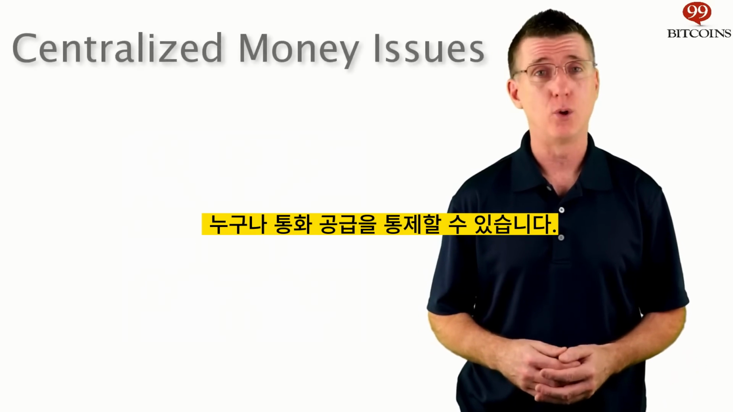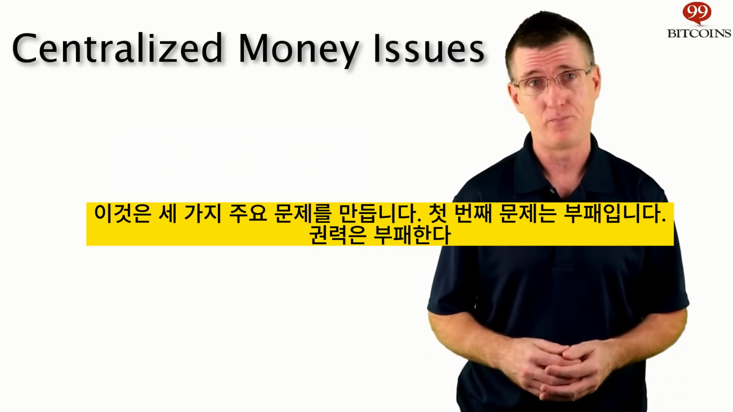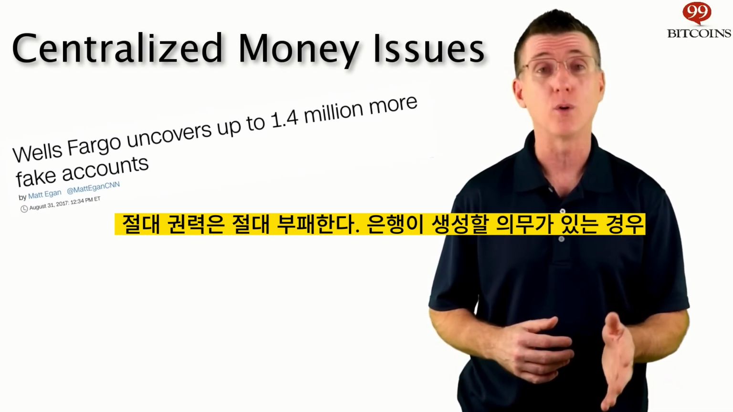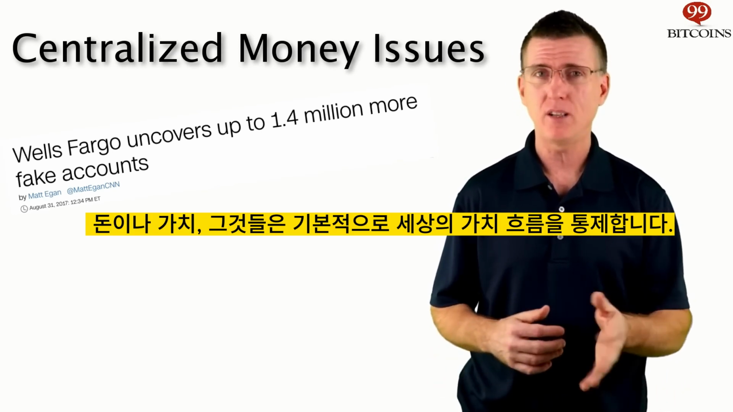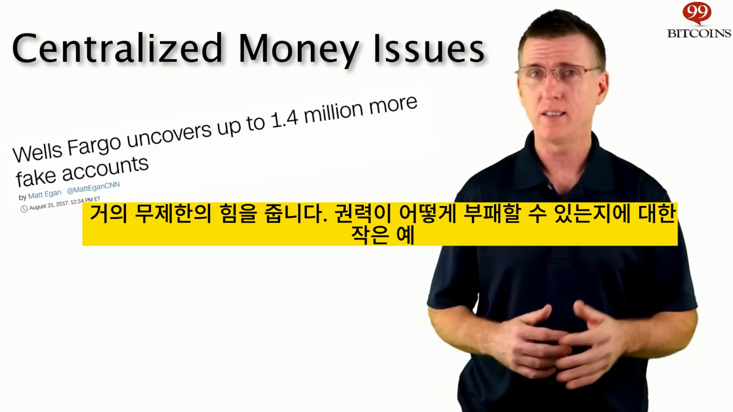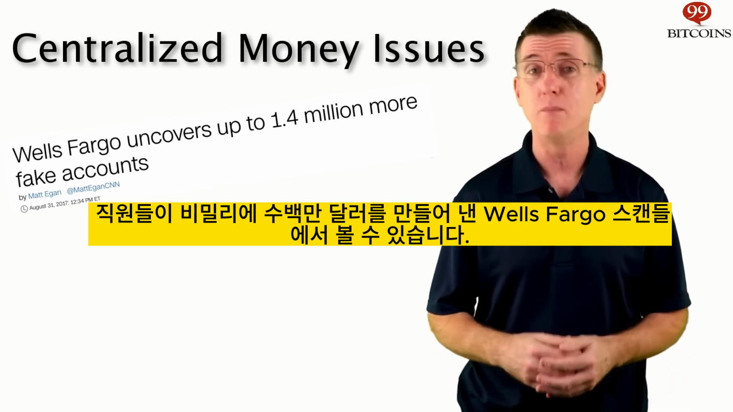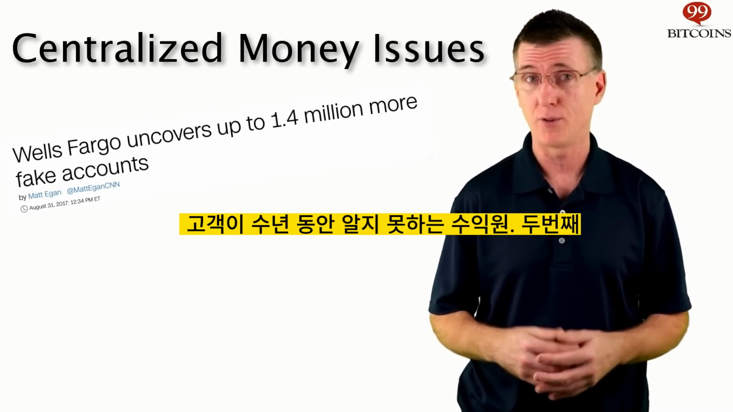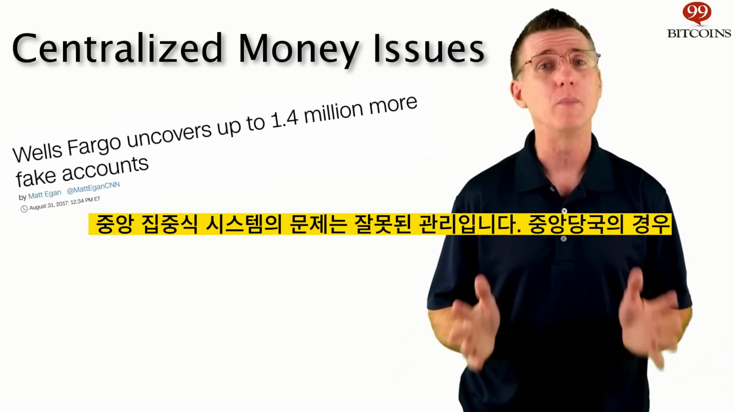Whenever you give anyone control over the money supply, you're giving them enormous power, and this creates three major issues. The first issue is corruption. Power corrupts, and absolute power corrupts absolutely. When banks have a mandate to create money or value, they basically control the flow of value in the world, which gives them almost unlimited power. A small example of how power corrupts can be seen in the Wells Fargo scandal, where employees secretly created millions of unauthorized bank and credit card accounts in order to inflate the bank's revenue stream, without their customers knowing about it for years.